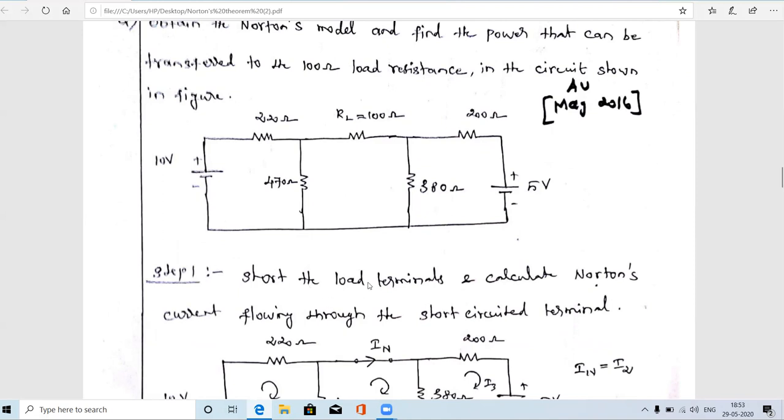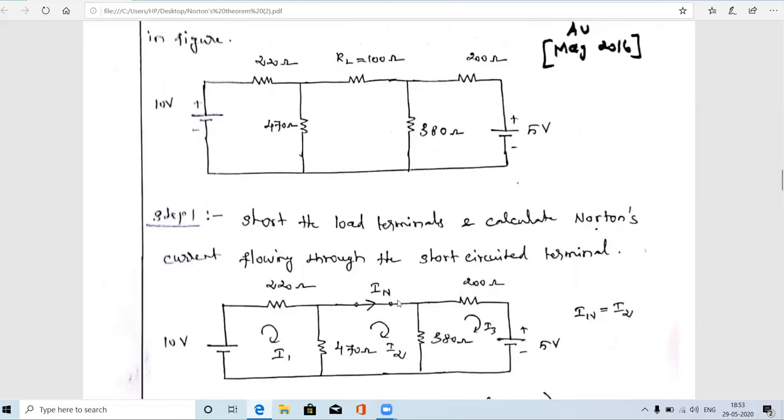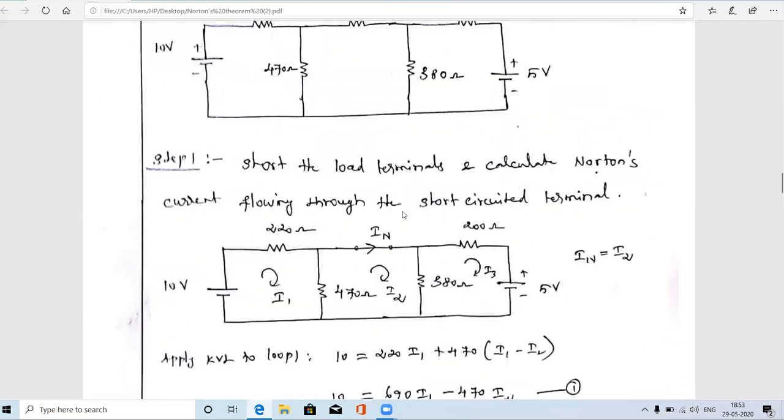The other name for Norton's current is the short circuit current. It is called this because we have to calculate the Norton's current while the load resistance is in a short circuited condition. In the first step, the load in the circuit, this 100 ohm resistor, we have to short circuit. You know what is meant by short circuit: you replace that resistance with a wire and the two terminals are interconnected.